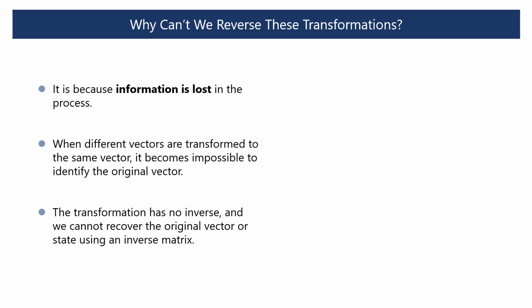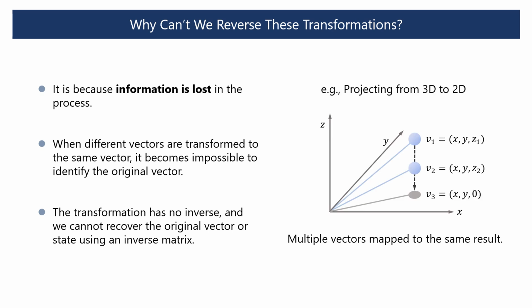The reason we cannot reverse some transformations is that information is lost in the process. For example, projecting from 3D to 2D eliminates one dimension's worth of information. Multiple vectors map to the same result. When different vectors are transformed to the same vector, it becomes impossible to identify the original vector. In such cases, the transformation has no inverse, and we cannot recover the original vector or state using an inverse matrix.